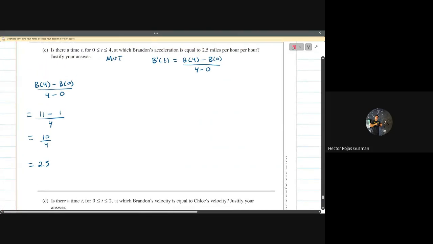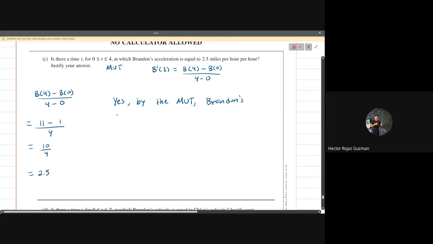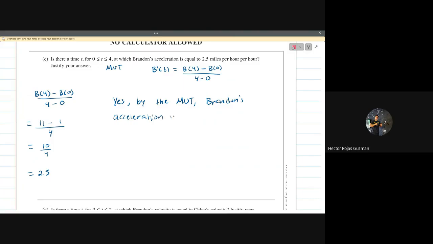So that basically tells me all I need, right? Now we're going to say yes. By the mean value theorem, Brandon's acceleration is equal to 2.5 miles per hour.